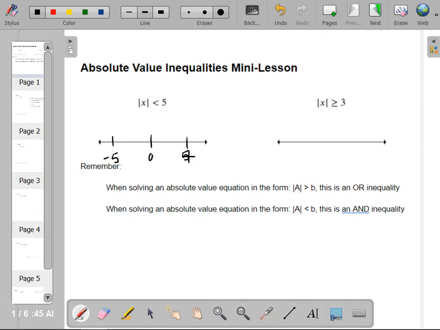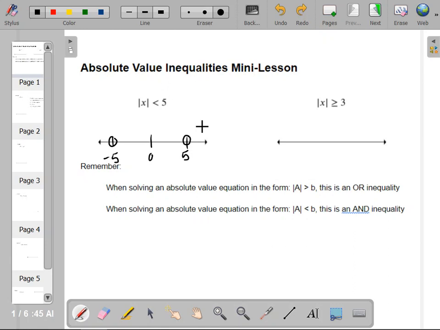Now if you plug 5 in, the absolute value of 5 is 5. And since 5 is not less than 5, it's equal to 5, the way we indicate that it's a border is we put an open circle here. And it's the same thing over here. The absolute value of negative 5, if you plug negative 5 in, is 5, and 5 is still not less than 5. So those are open circles.